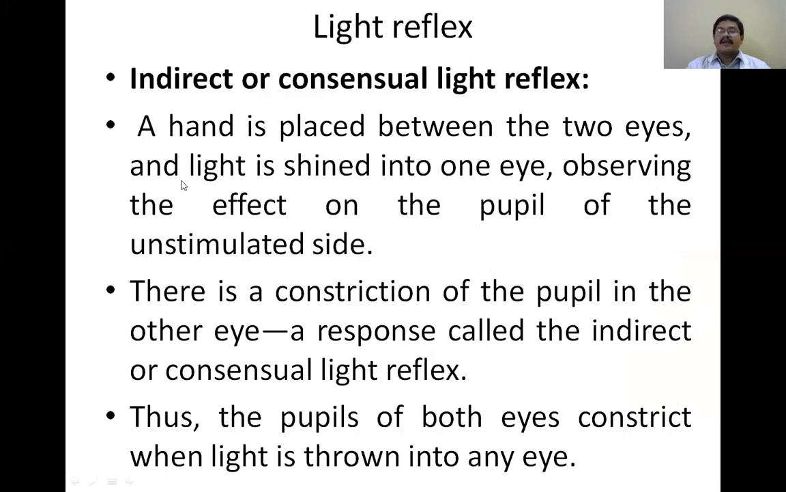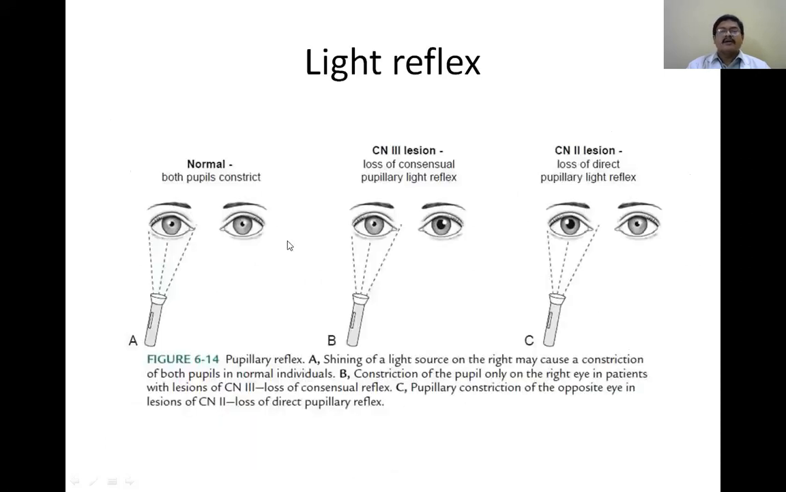For the indirect reflex, a hand is placed between the two eyes. Light is shone into one eye, observing the effect on the pupil of the unstimulated eye. It is called the indirect or consensual reflex. There is a constriction of the pupil now. The pupils of both eyes will constrict when you throw light into one eye. This is the normal pupil constriction. This is the loss of the consensual pupil light reflex, and this is the loss of the direct light reflex.